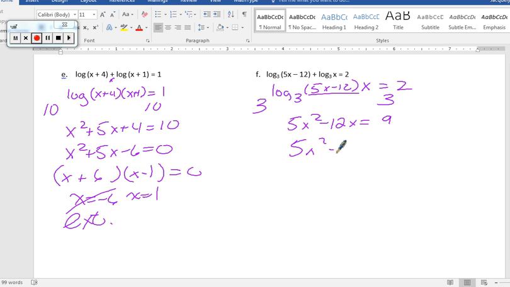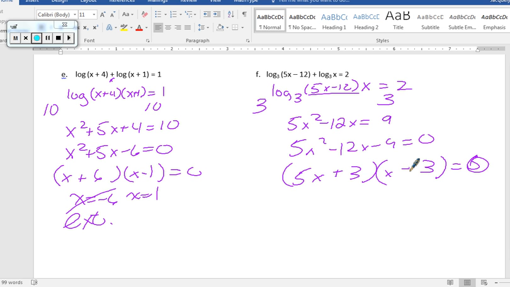Quadratic, put everything on the left side, set equal to 0. Oops, 0 there, sorry about that. 5x and x, and this wound up being 3 and 3, plus and minus. So here we get x is equal to negative 3 over 5. X is equal to 3, and again we have an extraneous solution here.